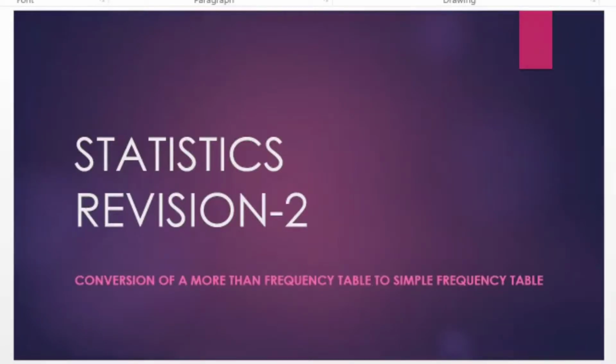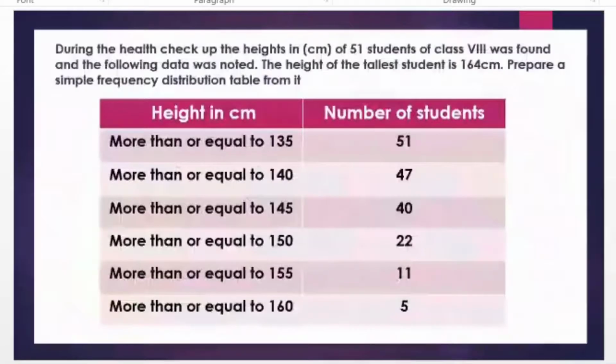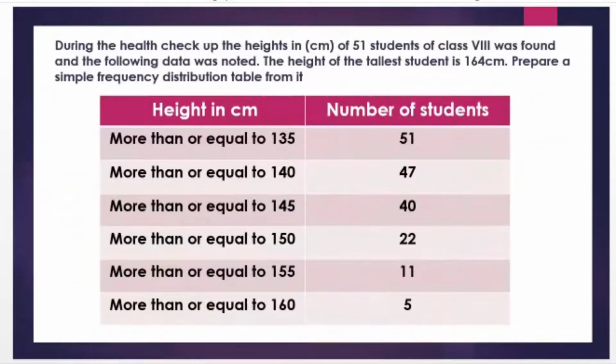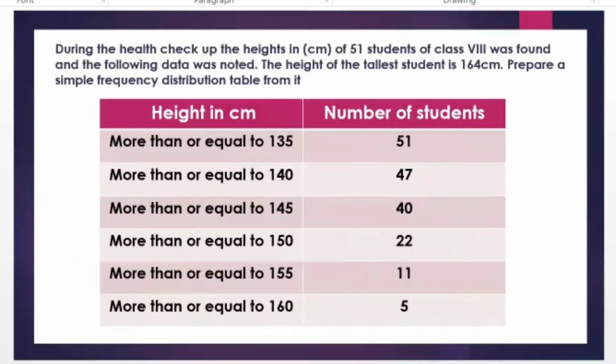So let us read the question. During the health checkup, the heights in centimeters of 51 students of class 8 were found and the following data was noted. The height of the tallest student is 164 centimeters. Prepare a simple frequency distribution table from it.